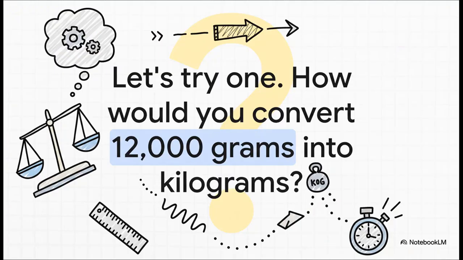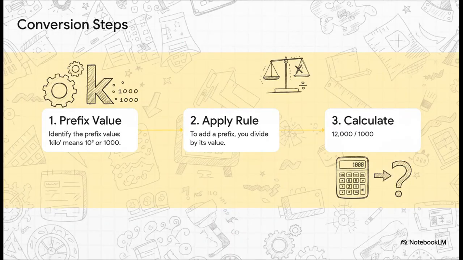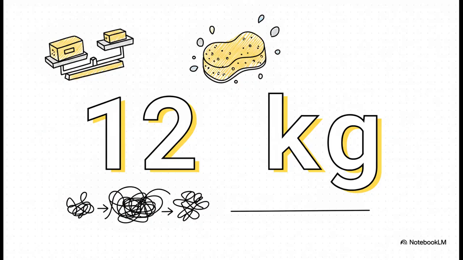Okay, let's put this into practice. Let's say we have 12,000 grams. How would we express that a little more neatly using kilograms? Think about the prefix. The process is actually super simple. First, we know that kilo means 1,000. Now, the key rule to remember is this. To add a prefix to a number, you divide by its value. So all we have to do is take our 12,000 grams and divide it by 1,000. And there you have it, 12 kilograms.